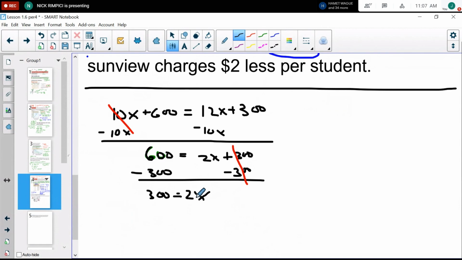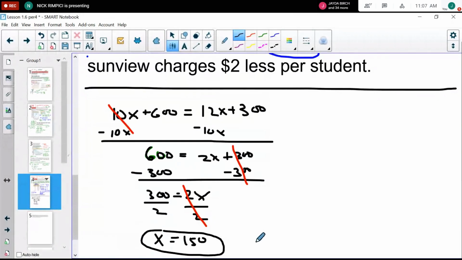And to undo the multiplication by 2, we can just divide by 2 on each side. That'll get x by itself. And 300 divided by 2 is 150. So x is equal to 150. So what this means is if we get 150 students that want to attend this prom, the cost for Sunview and Lakeside will be the exact same cost. And we'll prove that really quick.